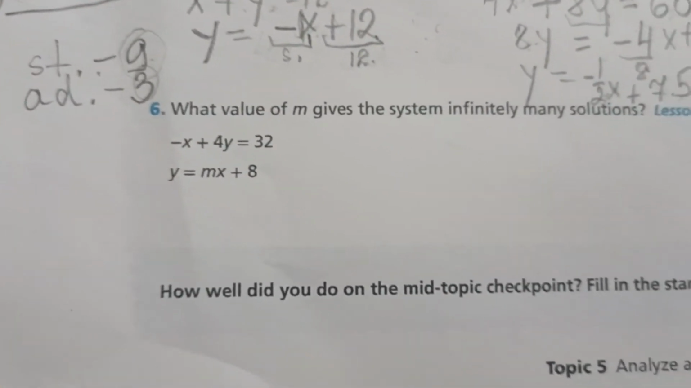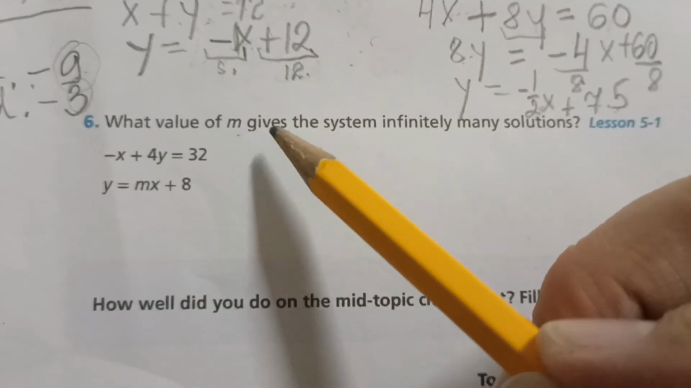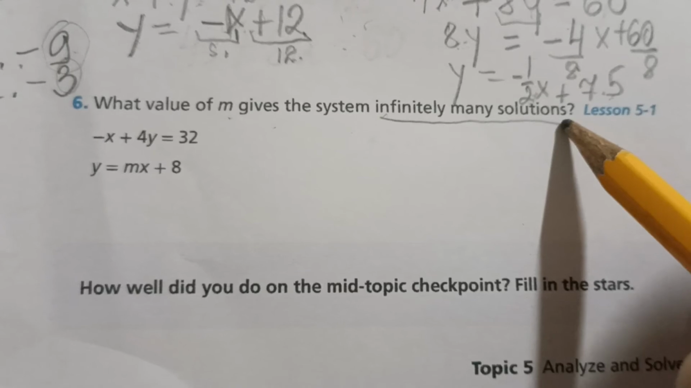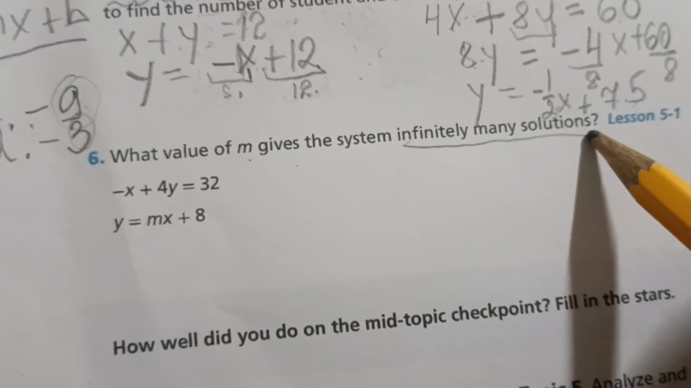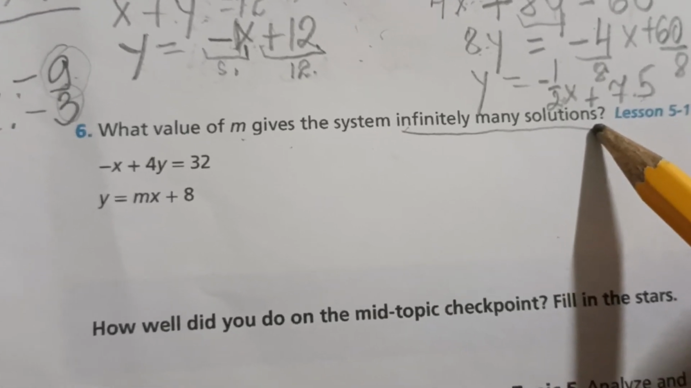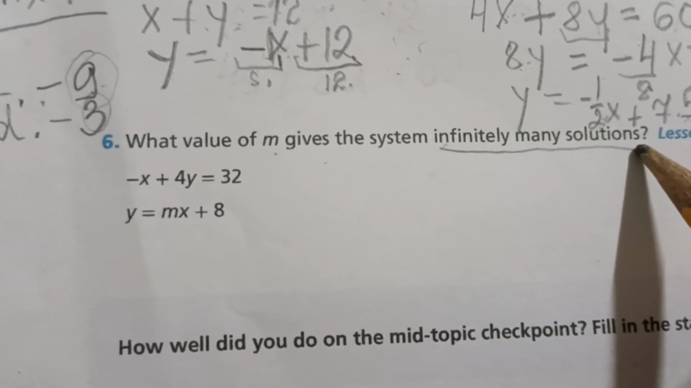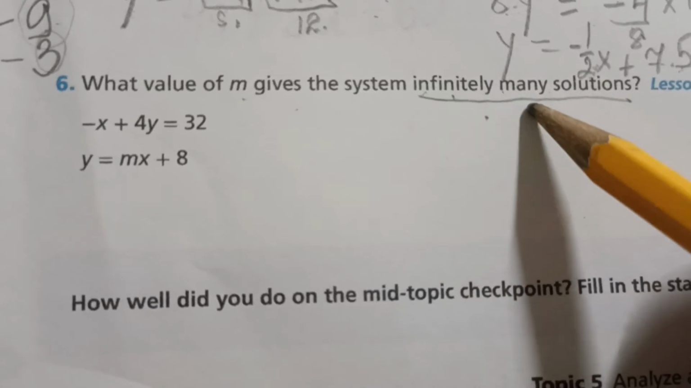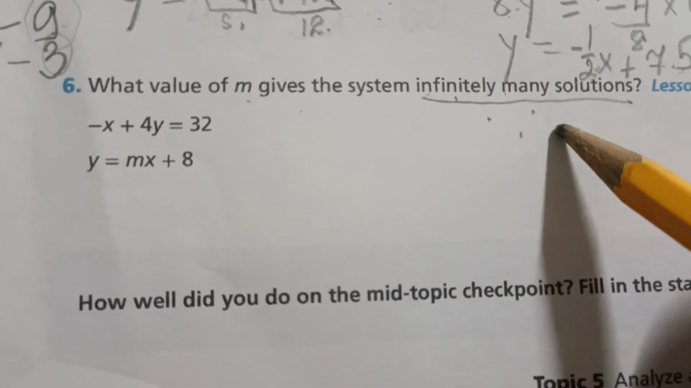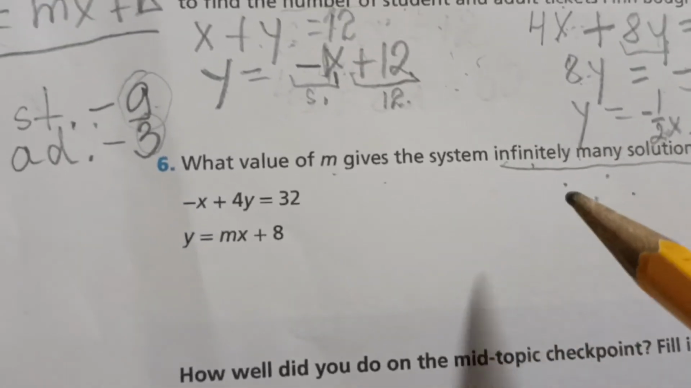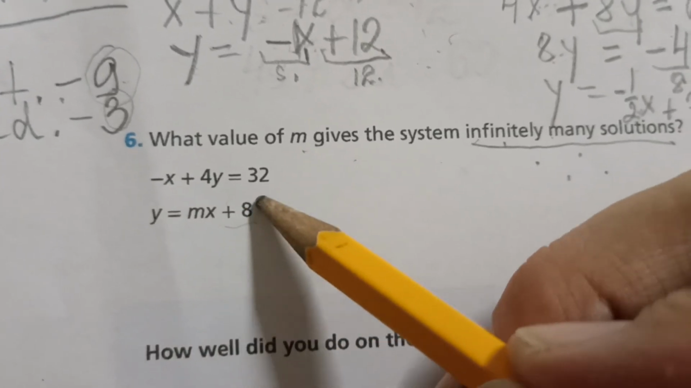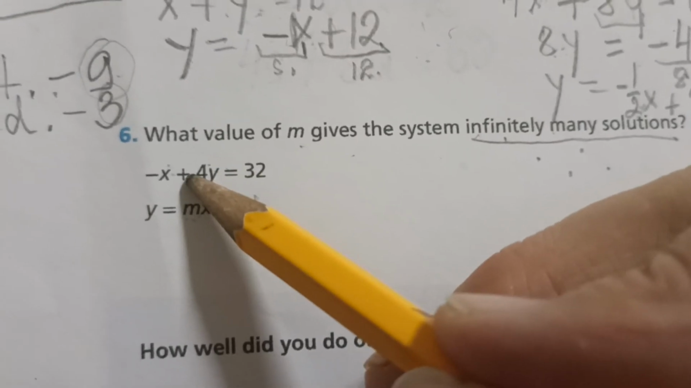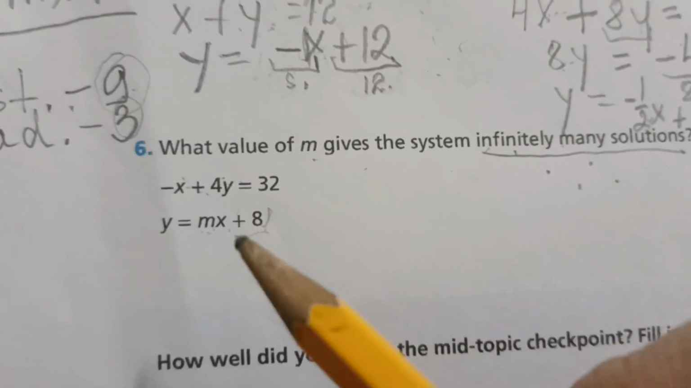And the last task. What value of m gives the system infinitely many solutions? So, first of all, you and me and everyone, we remember that to have infinitely many solutions, it should be the same slope, the same intercept, okay? So, here we have intercept 8. We don't know what the slope is, so we need to see what slope is here to put it, okay?